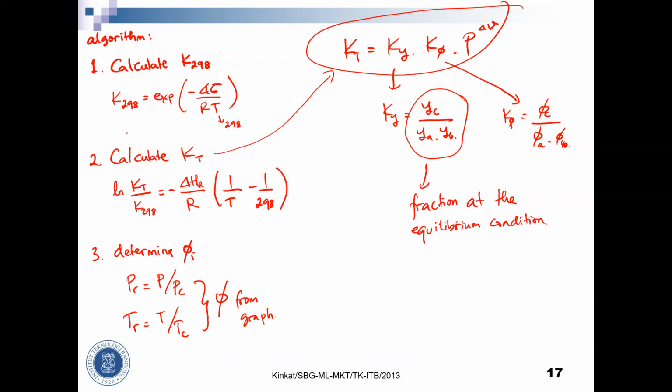I want you to try to calculate this as far as you can, and I will continue later to explain how to finish it. Please calculate first: how's the K298? How's KT? And how's the fugacity coefficient for each species? Try to calculate each of them first, and tomorrow we will continue.